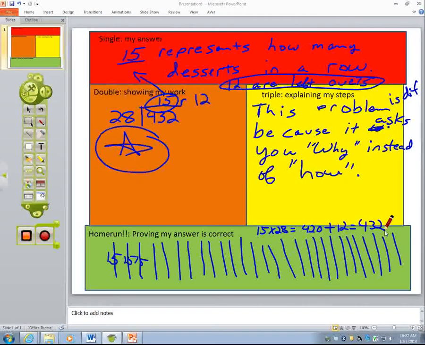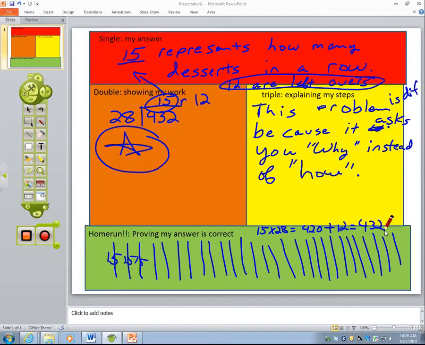Your home run needs to kind of work backwards or explain what you did. Good. What did you write? This one says 15 represents how many desserts in a row. So what I did is do the steps all over because they want to know how many desserts. So this person actually worked the problem to make sure that 15 remainder 12 is correct, which I actually agree with because it helps you understand the process.